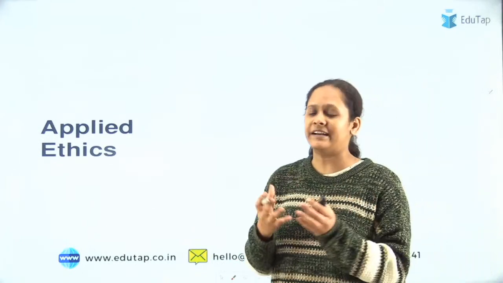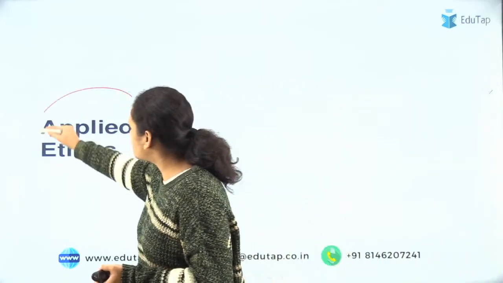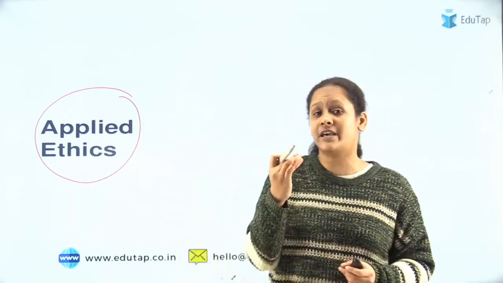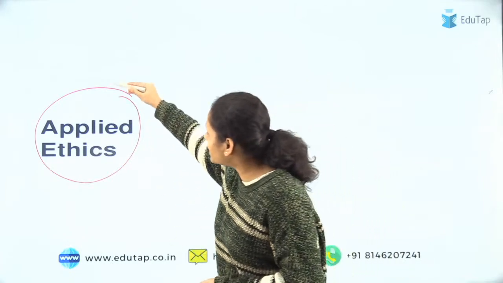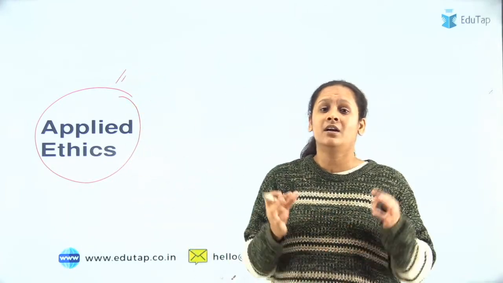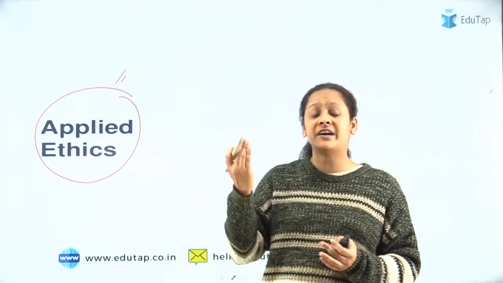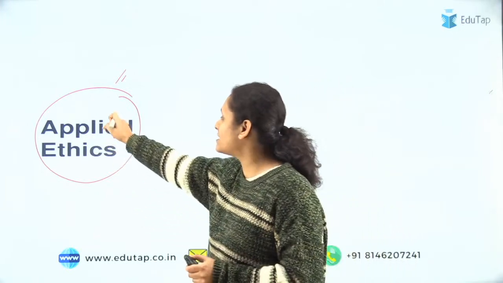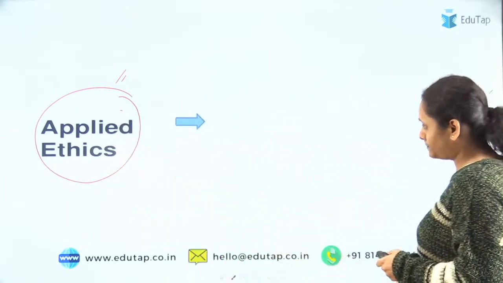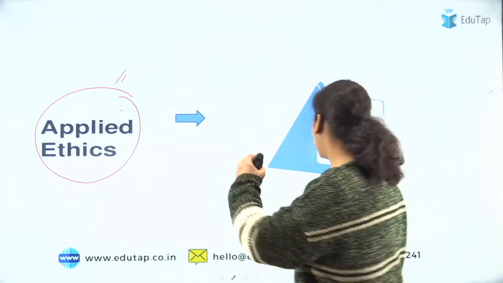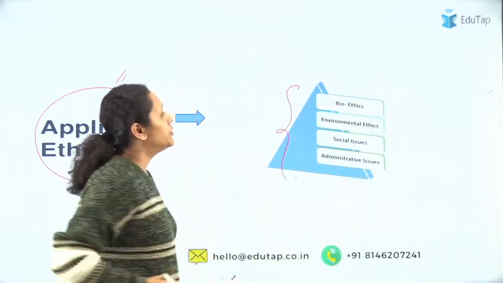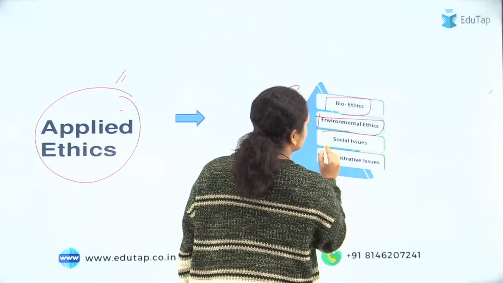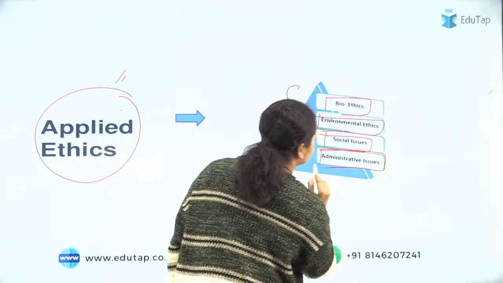Now, what is applied ethics? See, there are a lot of dilemmatic situations which each of us face in our regular lives. So by using the principles of ethics, we solve a lot of contradictory or problematic issues. That kind of ethics is known as applied ethics. You can classify applied ethics again into the following types. The first one is bioethics, the second is environmental ethics, social issues, and administrative issues.